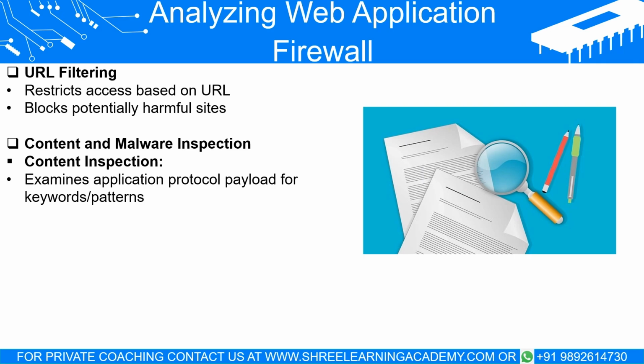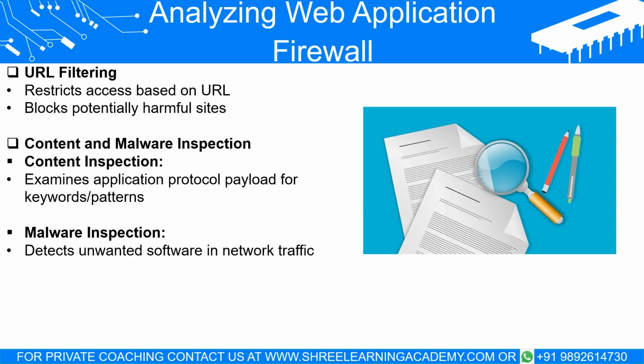Content and malware inspection. While URL filtering is a proactive measure to block potentially harmful sites, content and malware inspection delve deeper into the web content itself. Content inspection works by examining the payload of application protocols for specific keywords or patterns. This can be compared to a customs officer at the airport who inspects the content of a passenger's luggage for prohibited items. If a certain keyword or pattern is detected, the content can be blocked or flagged for further review. On the other hand, malware inspection is like a sophisticated scanner that detects unwanted software in the network traffic. If malware is identified, it can either block the traffic or trigger alerts for further action.